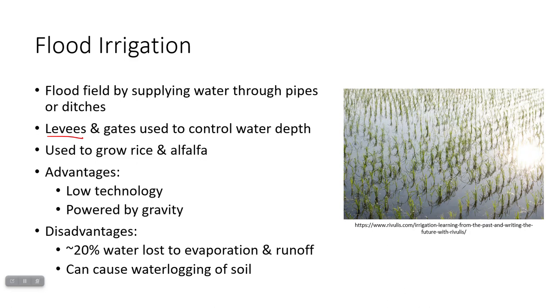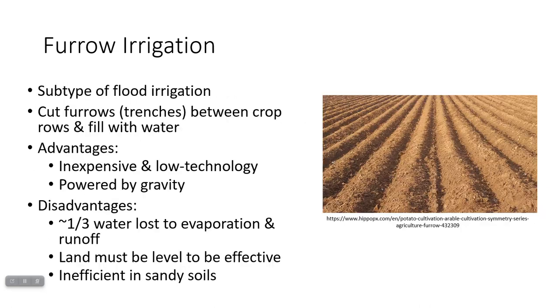So, what are the advantages? You don't need a ton of technology, and it's powered by gravity, so you don't need an external energy source. What are the disadvantages? Well, you lose a lot of water to evaporation and runoff, so it's inefficient. It would only be useful in places where water is very plentiful, but another drawback is it can cause waterlogging of the soil, which we'll talk about a little later.